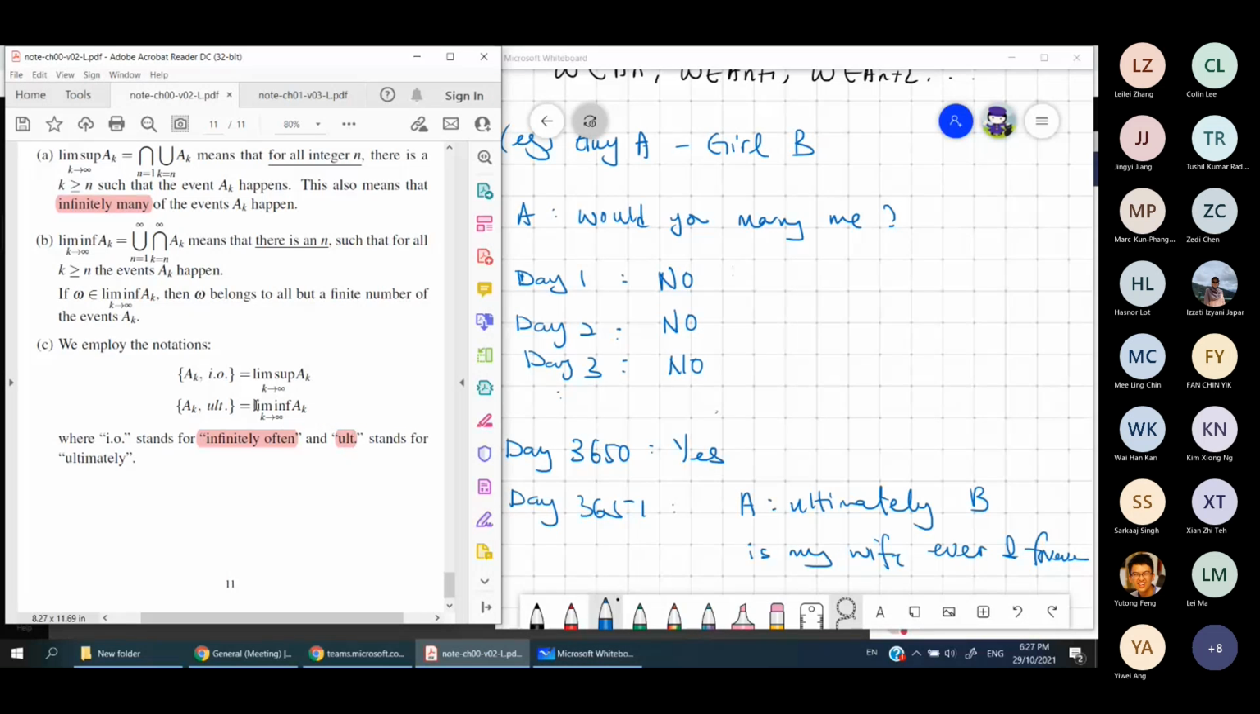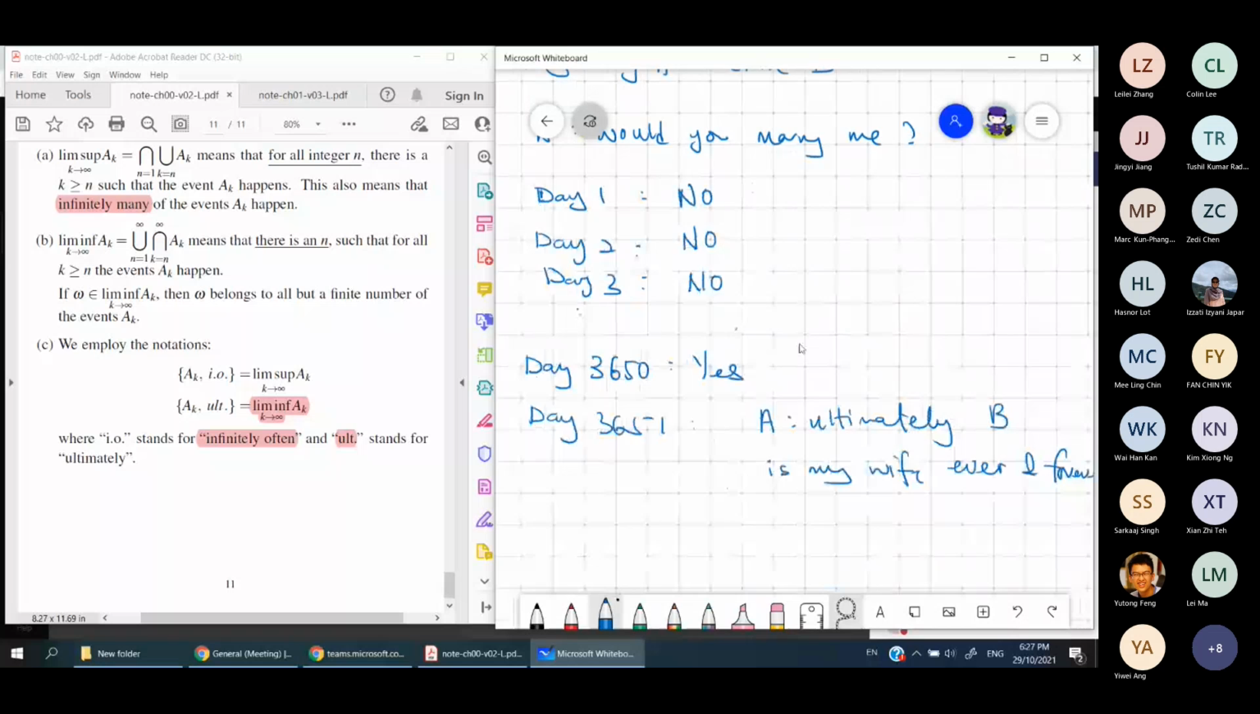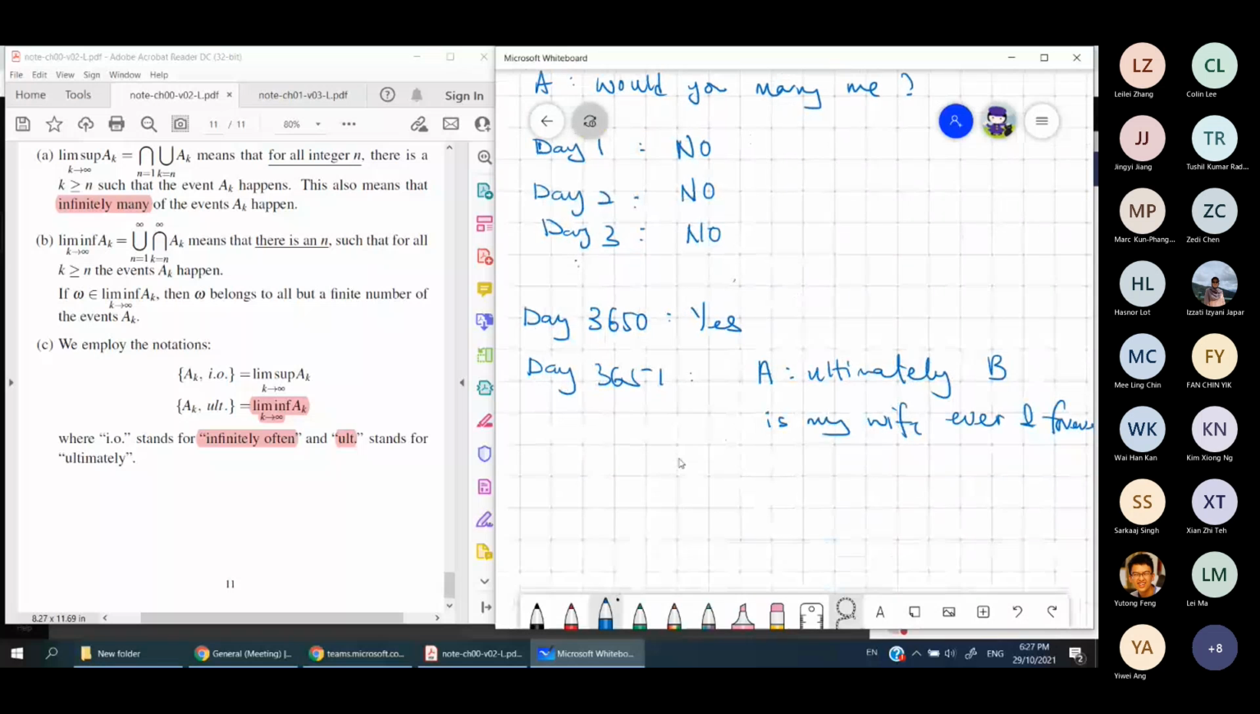The phenomenon is represented by this limit infimum of A_k. Later on, when we study probability theory, we can have an idea of this limit, the idea for limit supremum and limit infimum. All right. So any questions?